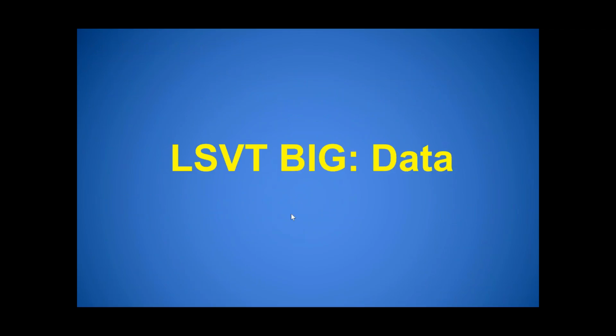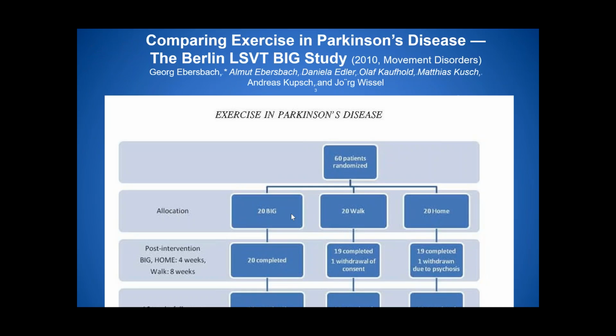So I'm going to go over a little bit of the data on LSVT Big. One of the key studies that was done, we affectionately call the Berlin Big study, that came out of Berlin, Germany in 2010. It was published in Movement Disorders by Dr. Ebersbach, and the primary treating therapist was Olaf Kaufhold, who is now one of our LSVT Big instructors. At that time, there were 60 patients that Olaf treated. They were randomized into 3 groups. 20 were in the LSVT Big group. You can see on the left, 20 in the Nordic Walking group and 20 in a home exercise program group.